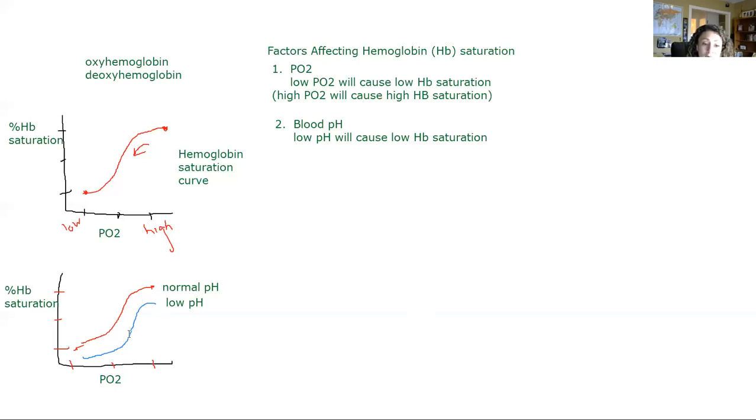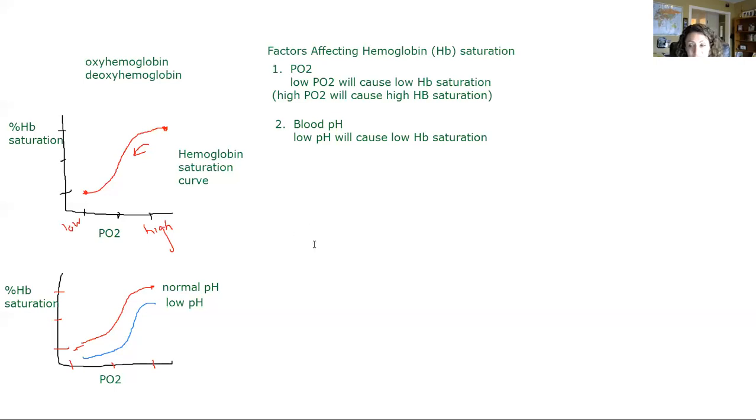Okay, it's the same curve, it's just shifted. In 446, they'll refer to this as being shifted to the right. So a low pH causes the hemoglobin saturation curve to shift to the right. That means it's a decrease in hemoglobin saturation. So this curve is saying that a low pH will cause low hemoglobin saturation. That's important because pH is low at the exercising muscle. So this means that hemoglobin will be releasing its oxygen at the exercising muscle.